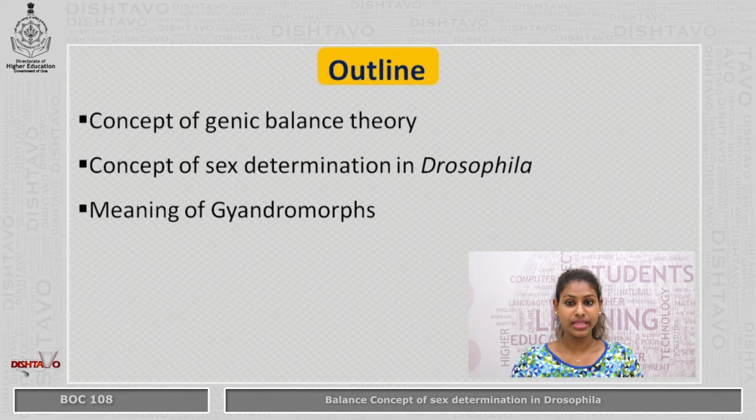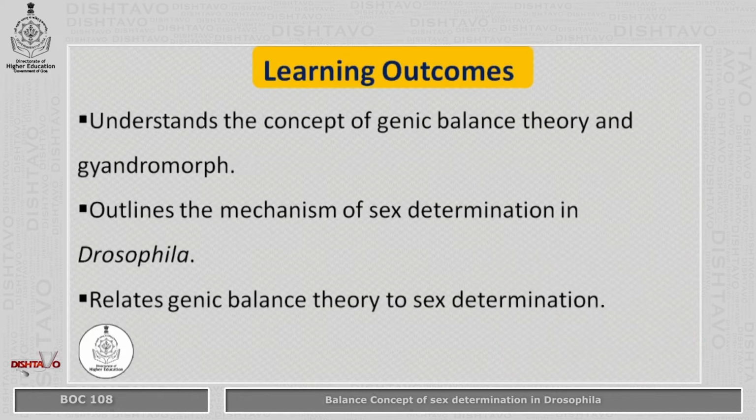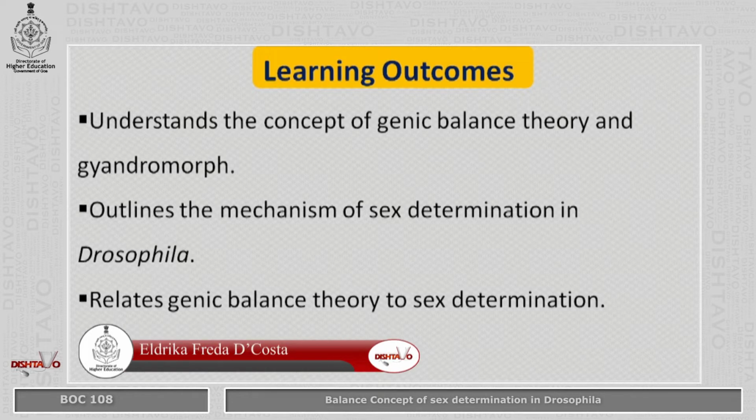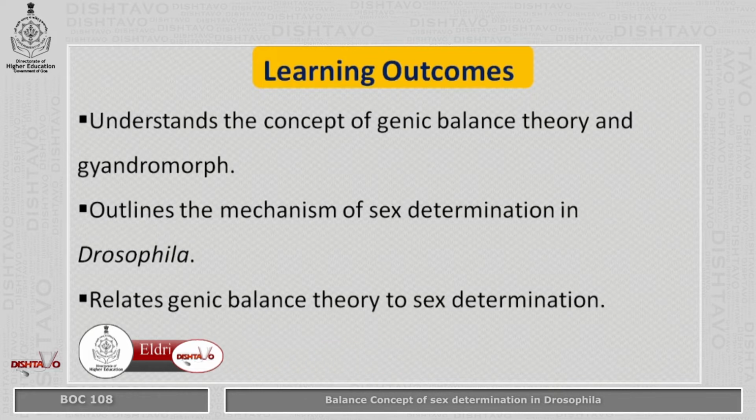Coming to the outline, we are going to learn about the concept of genic balance theory, the concept of sex determination in Drosophila, and the meaning of gynandromorphs. The learning outcomes: understands the concept of genic balance theory and gynandromorph, outlines the mechanism of sex determination in Drosophila, and relates genic balance theory to sex determination.